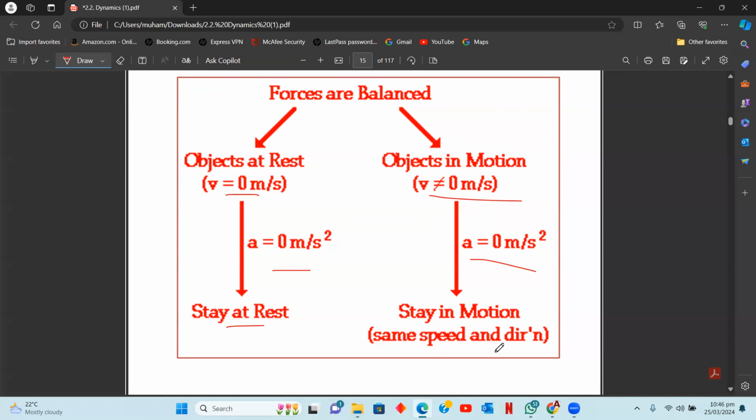Imagine yourself driving a car at 10 meters per second. Now, there is a velocity of 10 meters per second, but it's not changing. This is why there is no acceleration. Acceleration is zero, but velocity is there. I hope this is clear.